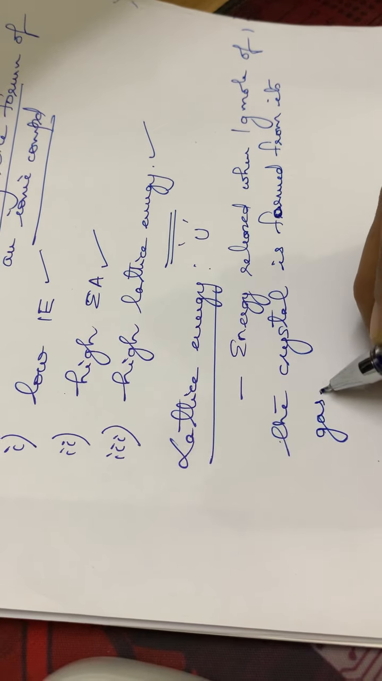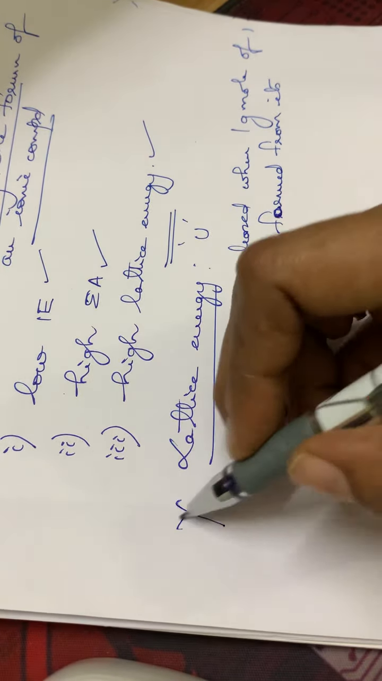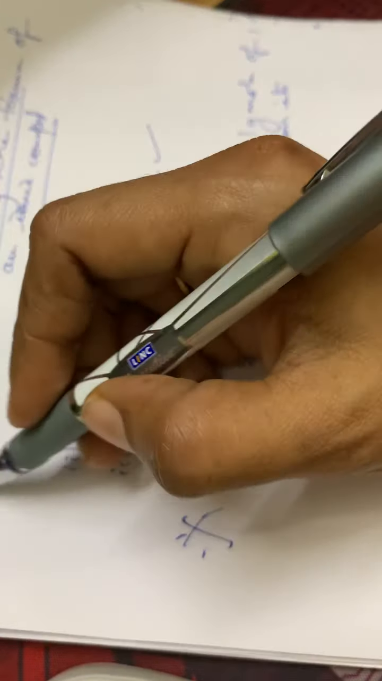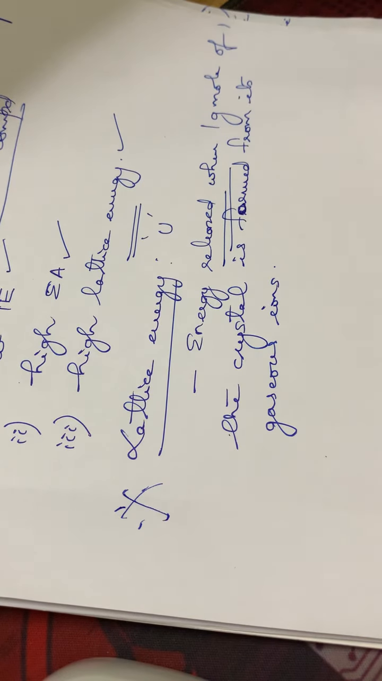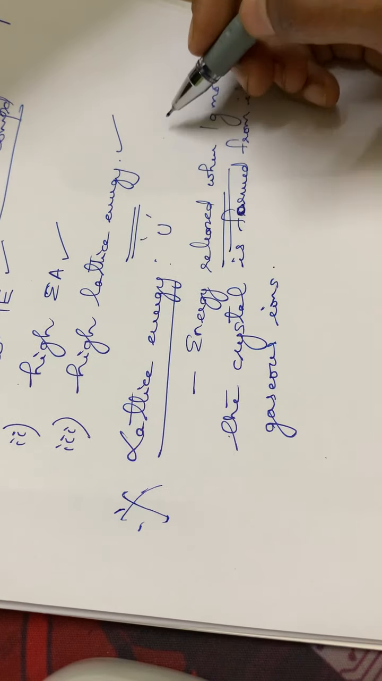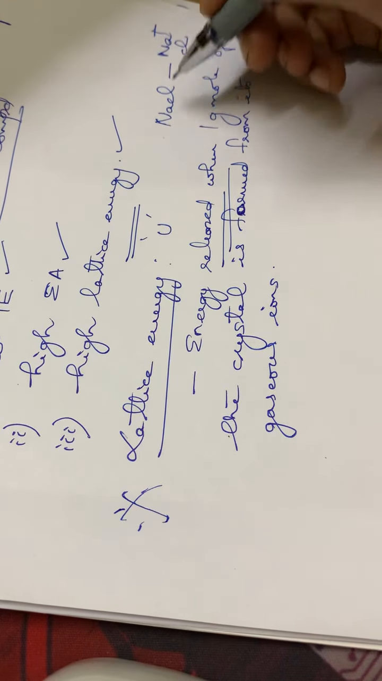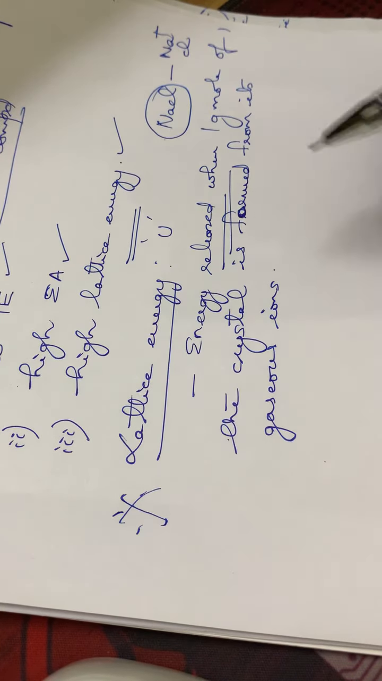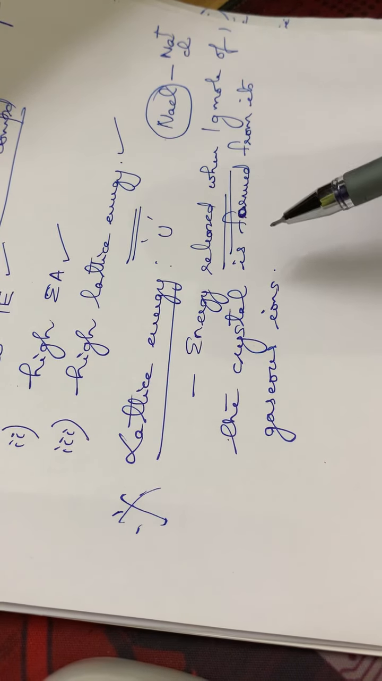Okay, so that is what is called the lattice energy. This is an important definition, lattice energy, and these factors are also very important. Lattice energy is the energy released when 1 gram mole of the crystal, see here, sodium chloride, is formed from its ions Na+ and Cl-. Sodium chloride is a crystal, isn't it? So, the energy released when 1 gram mole of the crystal is formed from its gaseous ions.